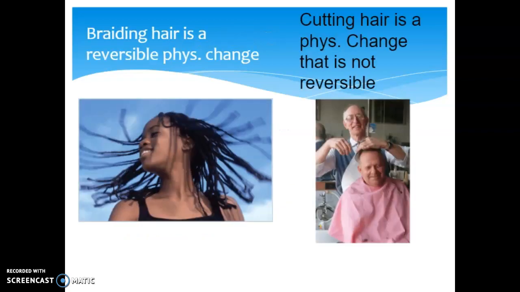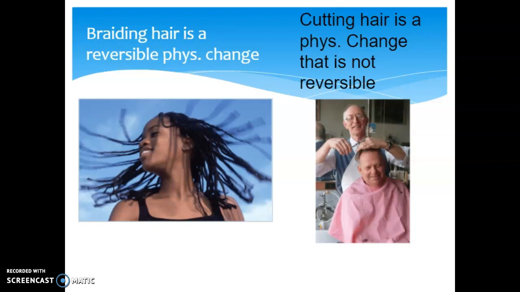Here's examples of reversible and irreversible physical change. If you are to braid your hair, that's reversible, right? You can undo the braids and return your hair back to normal. It's a physical change because you're changing your hair. Another one that's irreversible, cutting your hair. That's also a physical change.